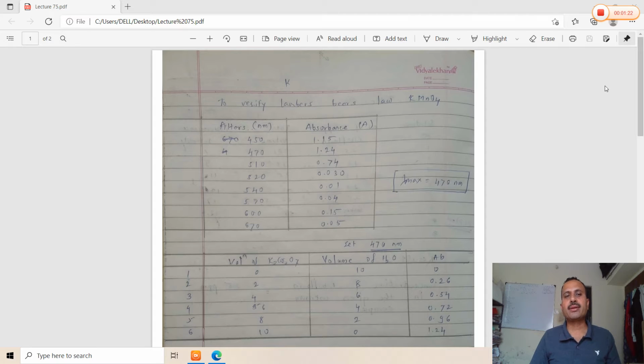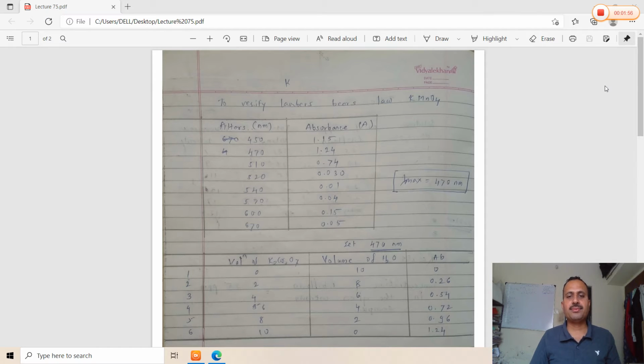Now, the aim of the practical is verification of Lambert-Beer's law with the help of a colorimeter. The chemicals involved: we have to prepare 0.001 molar KMnO4 solution, and we have to take different concentrations of the KMnO4 solution itself. Another instrument involved is the colorimeter. These are the chemicals and apparatus of the practical.